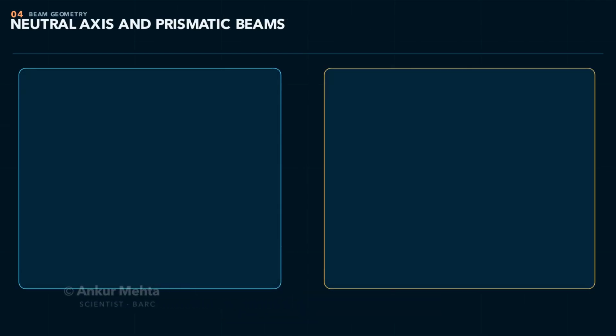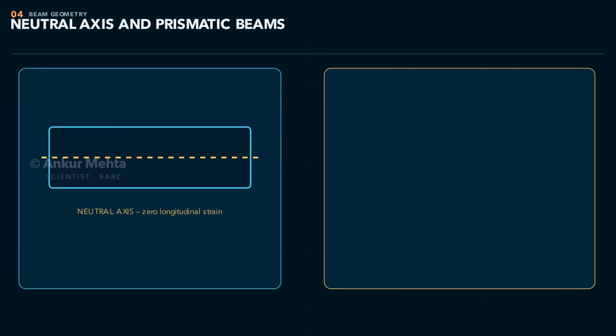A prismatic beam has the same cross-section along its length. Under ordinary linear elastic bending of a homogeneous beam, fibers on one side shorten, fibers on the other side lengthen, and one layer has zero longitudinal strain. Its intersection with the cross-section is the neutral axis. For this common case, the neutral axis passes through the centroid. The distance y in Ix equals integral y squared dA is measured perpendicular to that neutral axis.